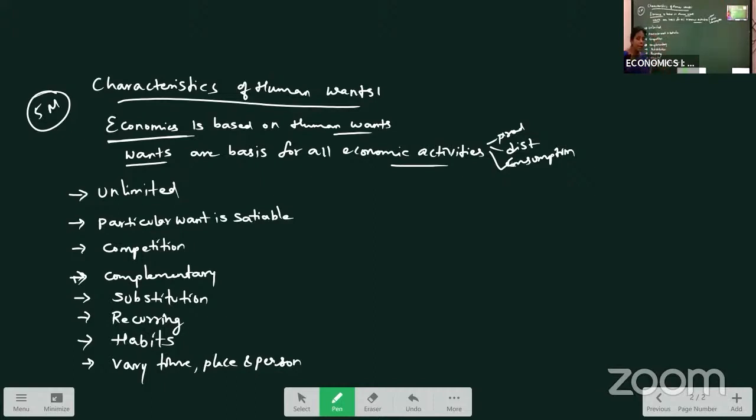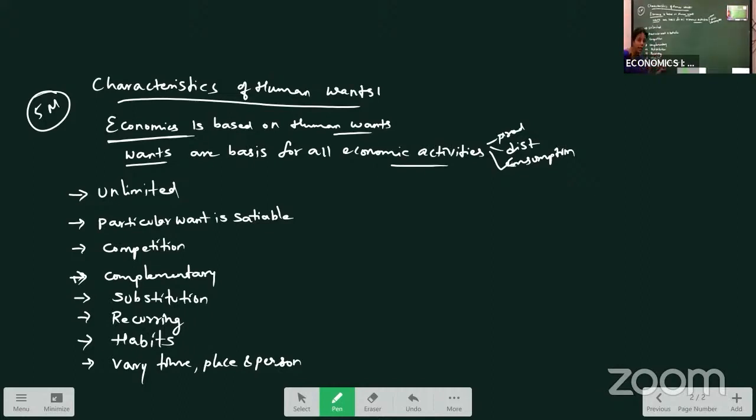Wants are competitive in nature. Wants are competing. Which one to satisfy first? They are competing with each other. Wants are complementary. Complementary means what? They are dependent on another one. Wants can be substituted. One want can be substituted with another want.